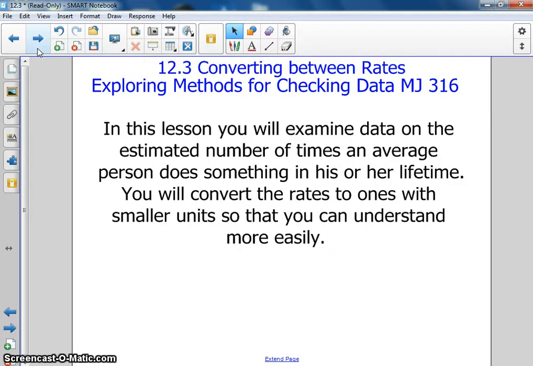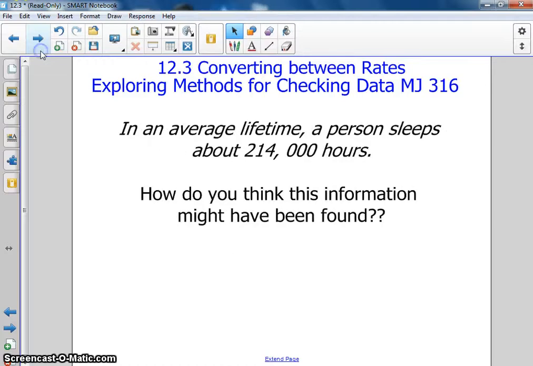Alright, so in this lesson, we are going to examine the data of an estimated number of times on average a person does something. We're going to convert those rates into smaller rates and smaller rates and smaller rates to make it where you're able to check it and you're able to make it more easily understandable. So, for this one, an average person in an average lifetime sleeps 214,000 hours. Well, do you know off the top of your head how much you've slept in your lifetime? I don't think so.